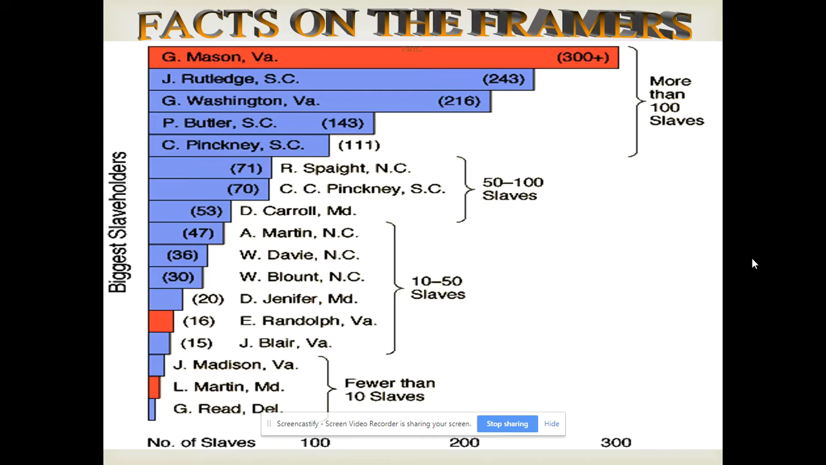So George Mason, Virginia had the most slaves, which you have George Mason University today. You also have George Washington. He does free his slaves upon his death. Actually, it's supposed to be on the death of his wife, but Martha ends up freeing them because she was worried that they were going to kill her. And so you do have some.